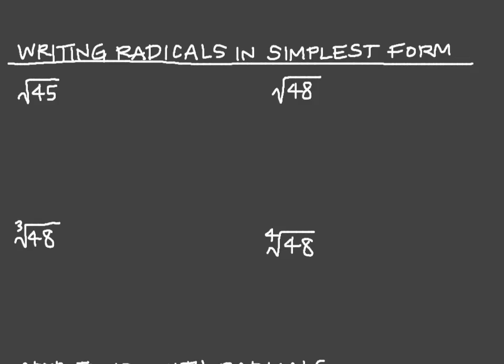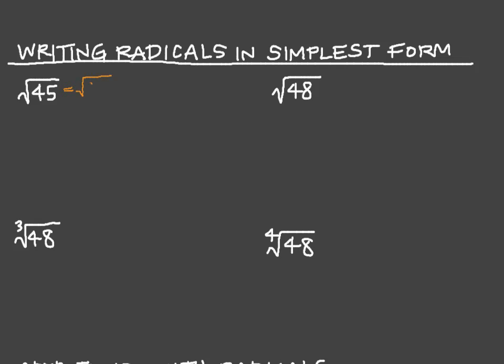So we've done a little bit with writing radicals in simplest form in the past, but we focused on doing so with square roots. So let's review how we would deal with simplifying radicals, writing them in simplest form, first when we're dealing with square roots. So the way we would do this normally is we would try to think of the biggest perfect square that we can think of that goes into 45.